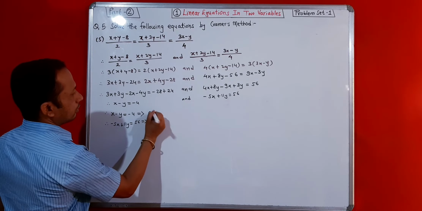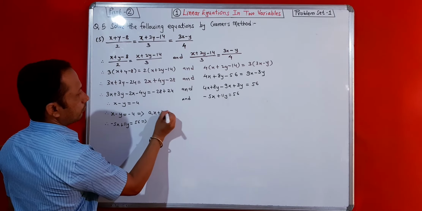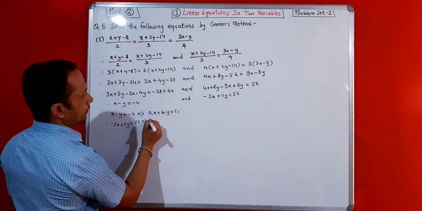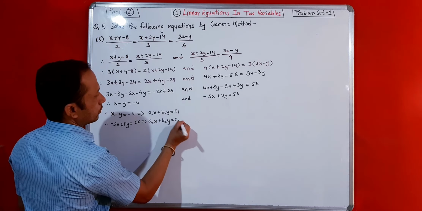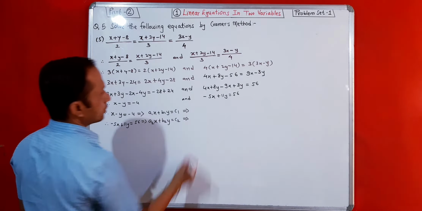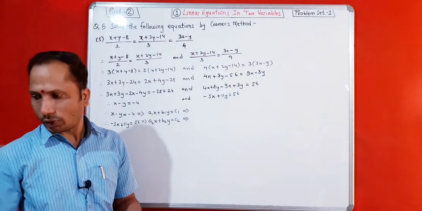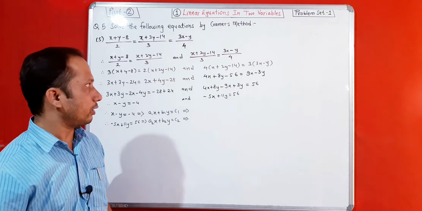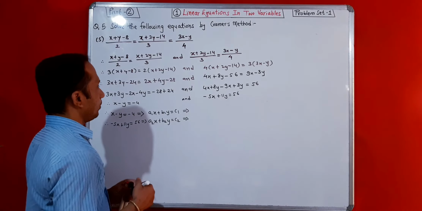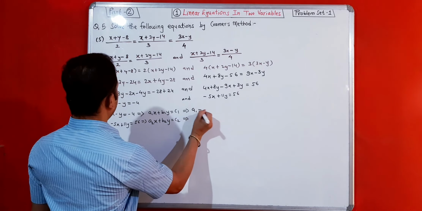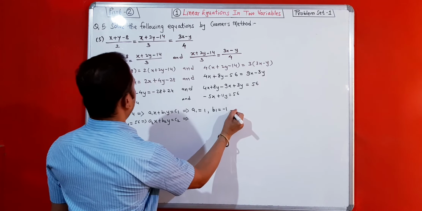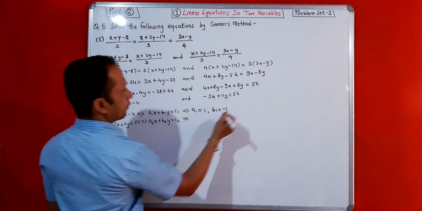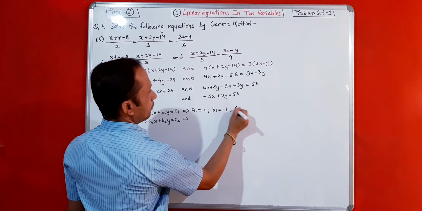Okay, therefore a1x plus b1y is equal to c1, a2x plus b2y is equal to c2, and this will give us the values of a and b. Okay, so now we are going to use those values. So a1 is 1, b1 is minus 1, and c1 is minus 4.